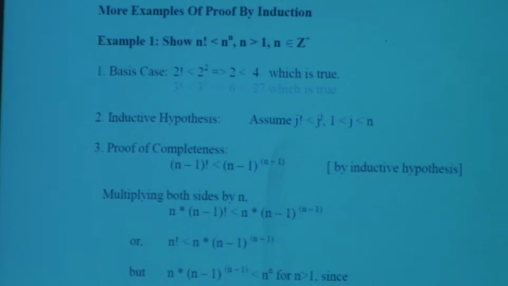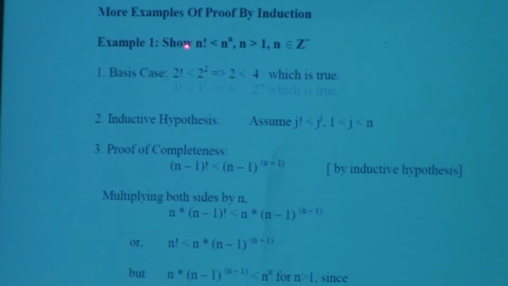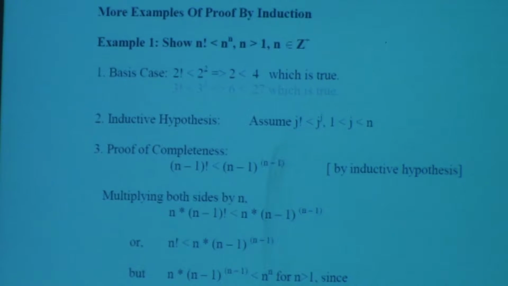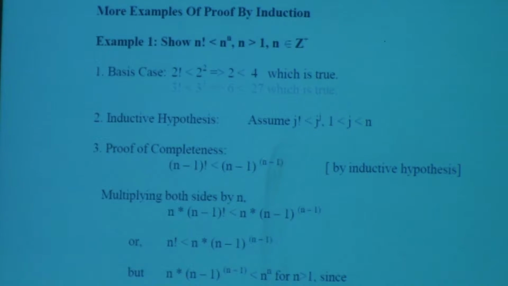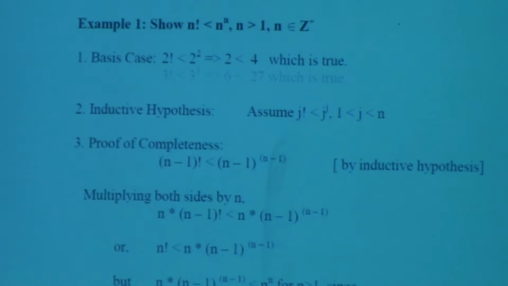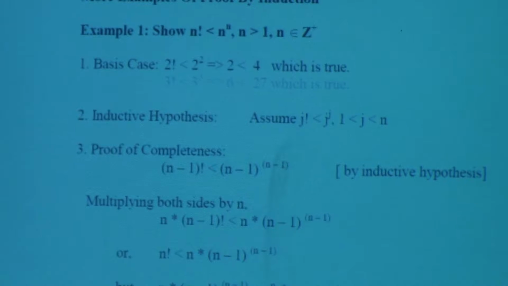So for the base case, all we have to do is plug in 2 for n everywhere we see it. So we get 2 factorial, which is 2 times 1, is going to be less than 2 to the 2 power. And that gives me 2 is less than 4. This is true. So we've directly proven the basis. This is what we do, we directly prove the basis.